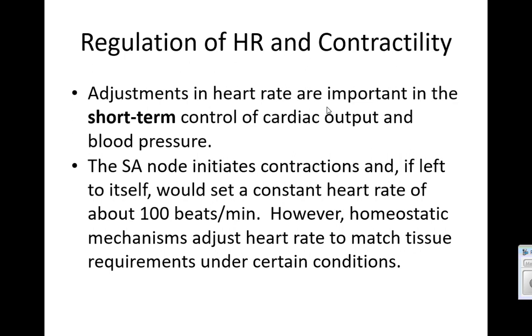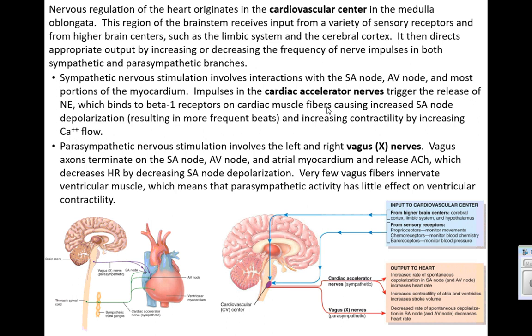If you left the SA node alone, it would set a constant heart rate of about 100 beats a minute. As we know, that's not the case because of various mechanisms occurring in our body. We can trace back our heart rate to the cardiovascular center in our medulla oblongata. And we've talked about this for quite a while now. This region of the brainstem is what initiates signals coming out for the sympathetic and parasympathetic nervous system. It will do so in response to information coming in.